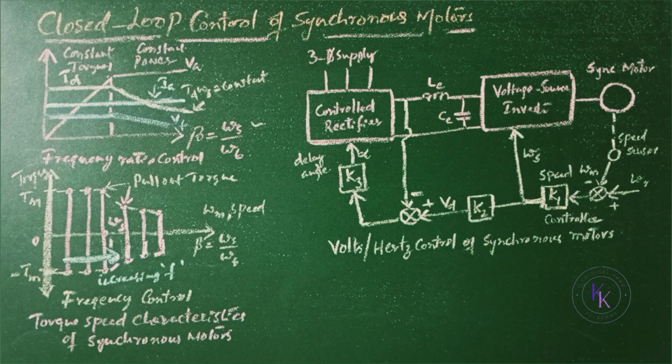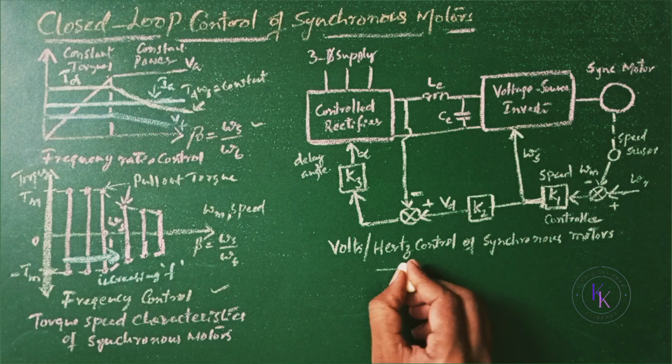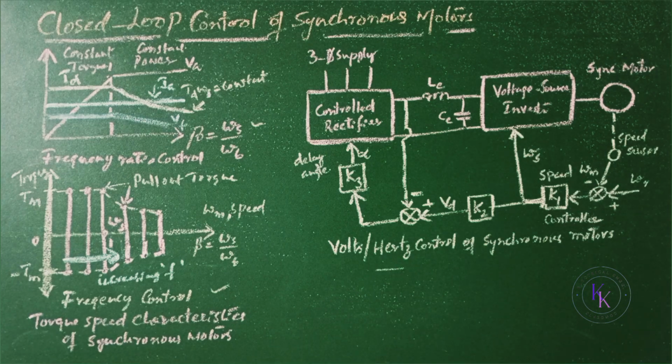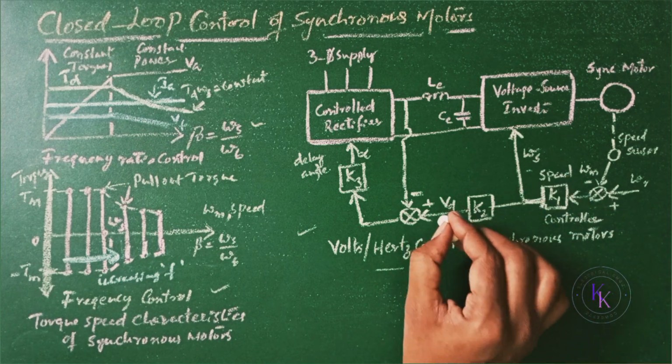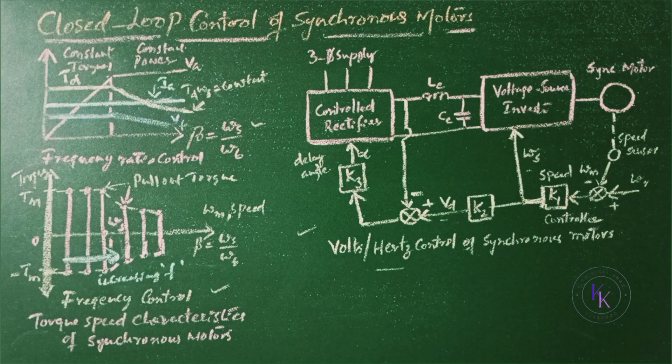the frequency. The torque speed characteristics for different frequencies are as shown in this diagram, which is similar to the induction motor. The speed of synchronous motor can be controlled by varying the voltage, frequency, and current. There are various configurations for closed loop control of synchronous motor. A basic arrangement for constant voltage control of synchronous motor is as shown here, where the speed error generates the frequency, that is omega s, and the voltage command Vd for the PWM inverter.